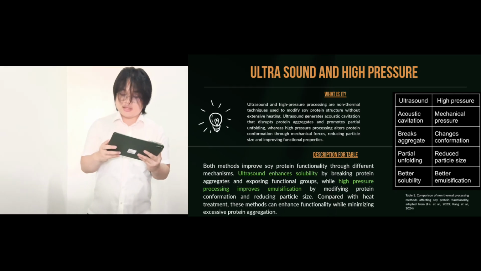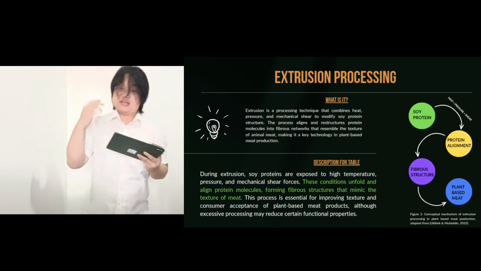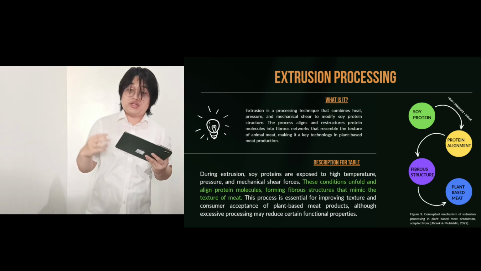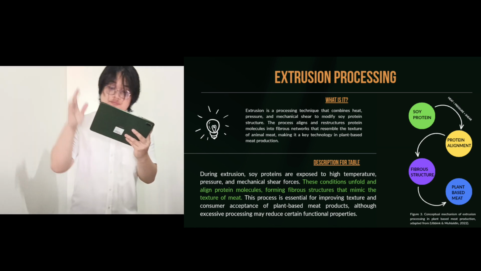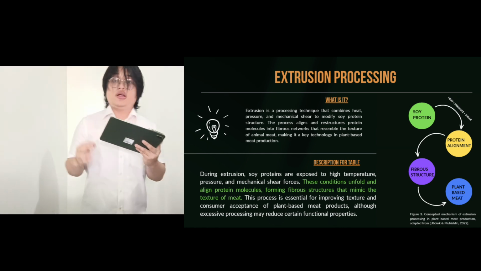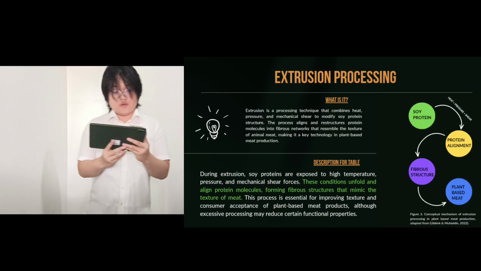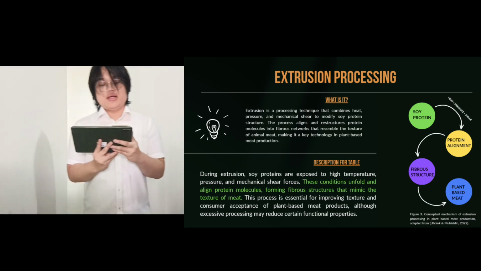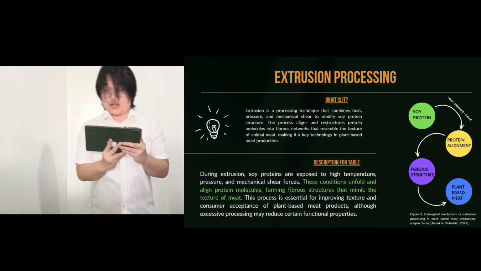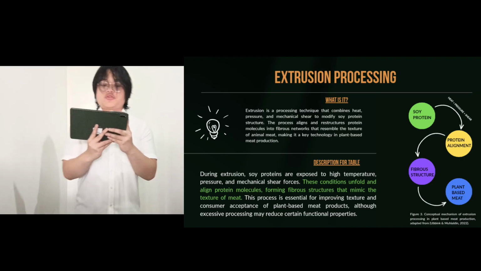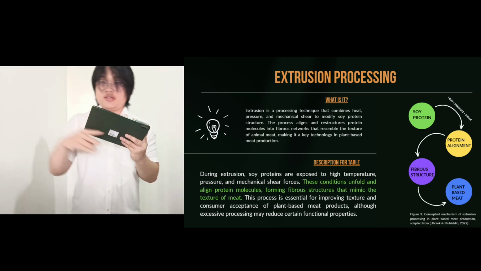Now, on to the next slide. We'll be talking about extrusion processing. This processing is actually pretty interesting because it's combining heat, pressure, and shear. So what is happening here? Extrusion is perhaps the most important processing method for plant-based meat production. During extrusion, soy proteins are exposed to heat and mechanical shear simultaneously.